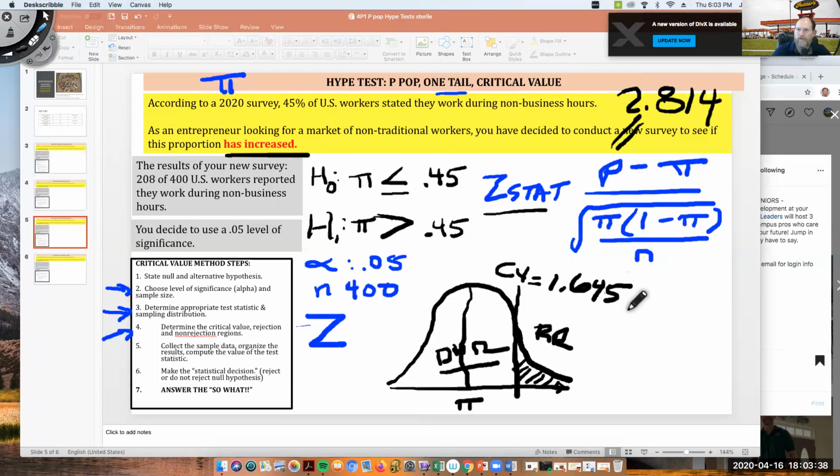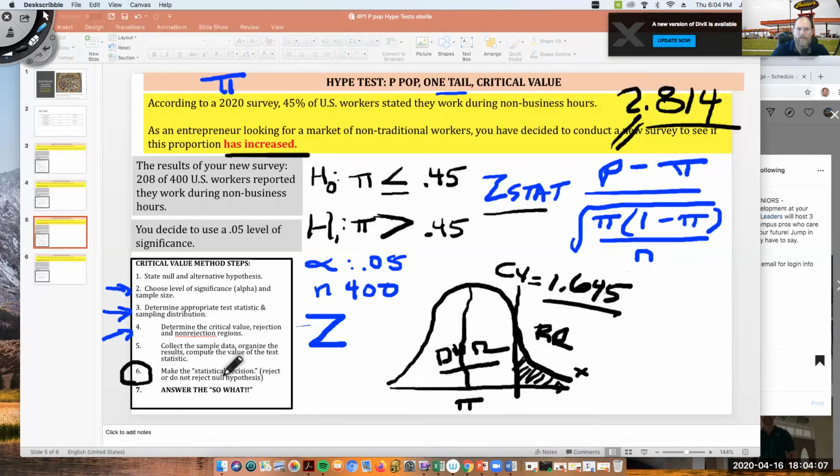Tyler, do I reject the null hypothesis or do I fail to reject the null hypothesis? You reject it. Why do you say this? Because it's in our rejection shaded area. Yeah, because 2.84 is way more than 1.645. And like Tyler said, it's way out here. So we reject that.